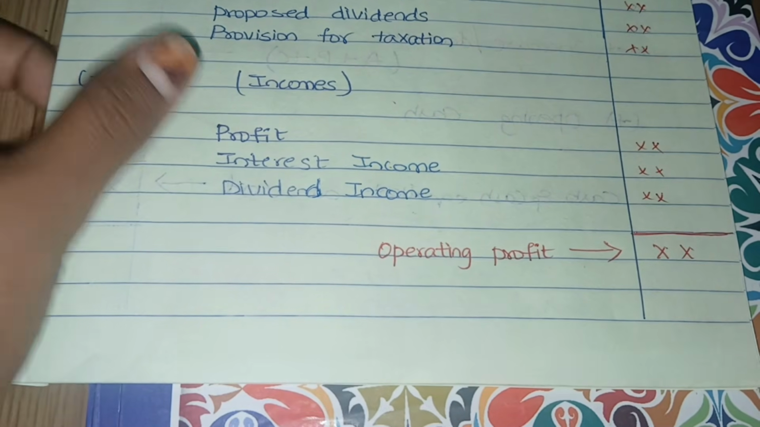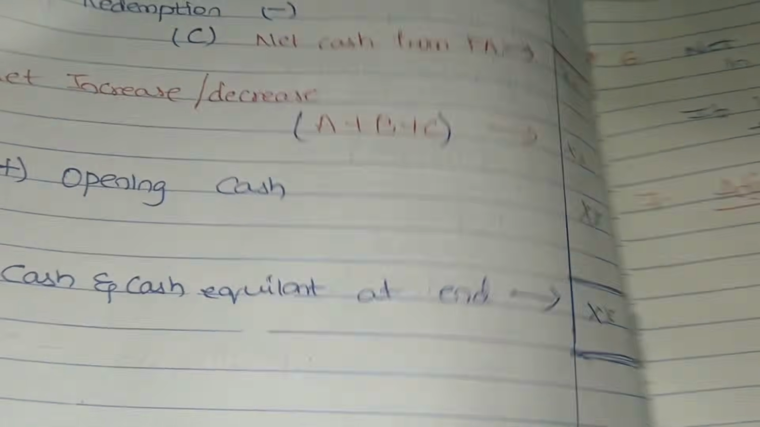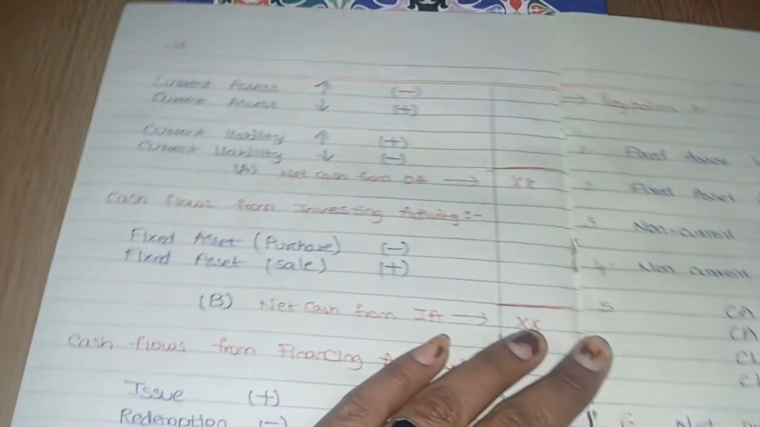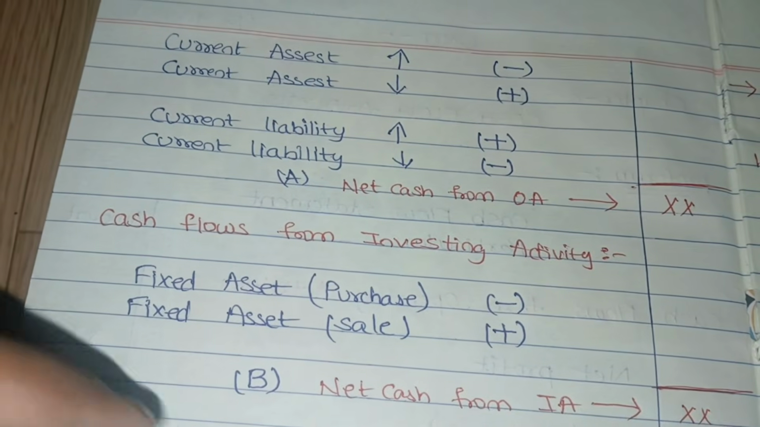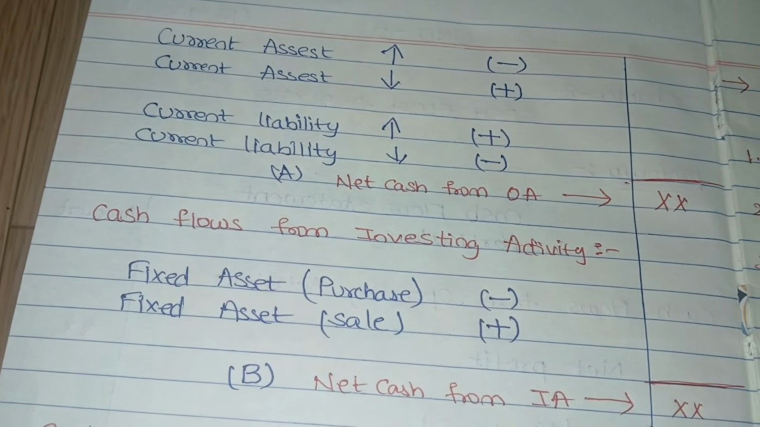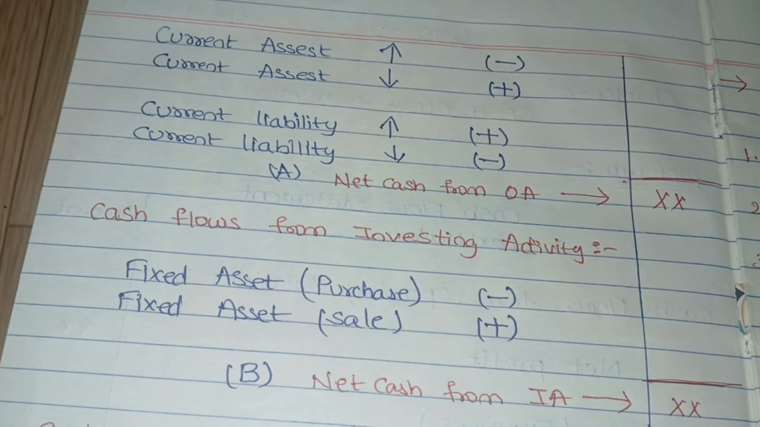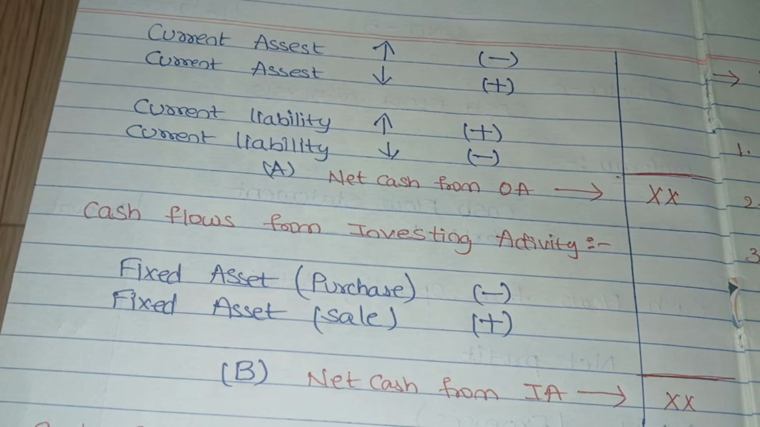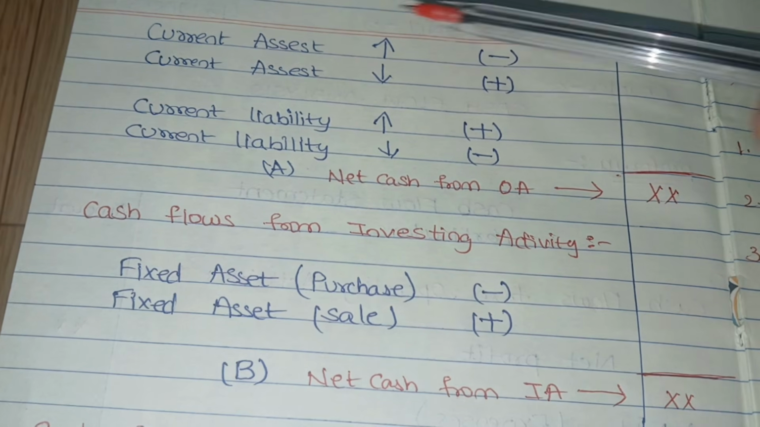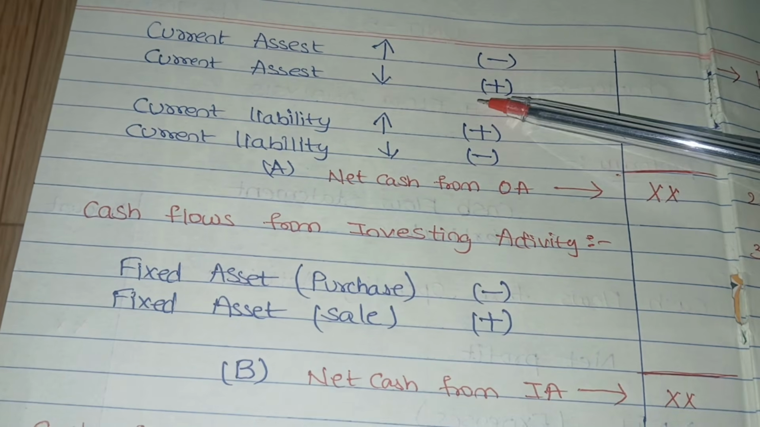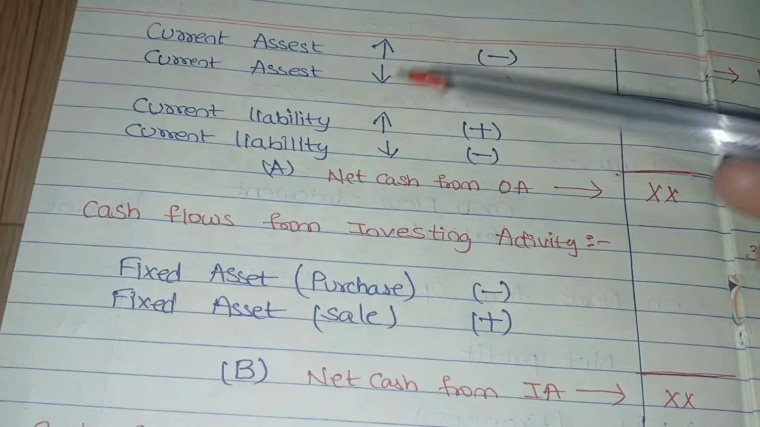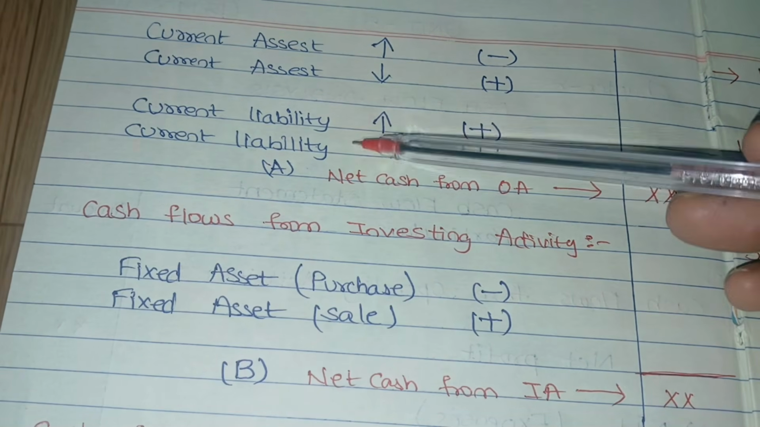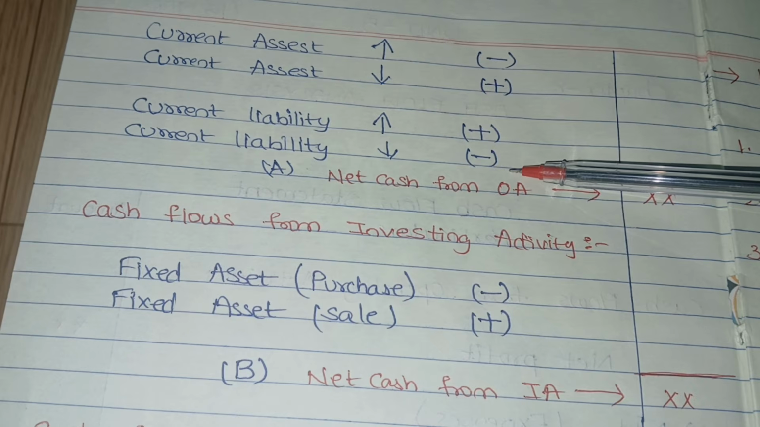Whatever proforma I am showing in this video, this proforma is fixed. Whatever problematic question you attempt from the cash flow statement, it is fixed. After operating profit you need to find out the current assets and current liabilities. If current assets are increasing compared to the previous year, we need to subtract that amount. If current assets are decreasing, then add. If current liabilities are increasing, then add. If current liabilities are decreasing, then we need to subtract.